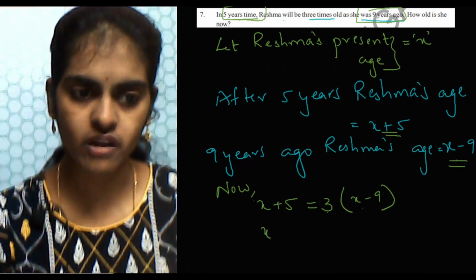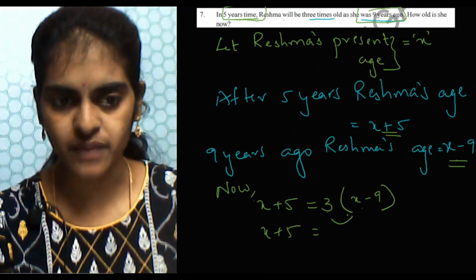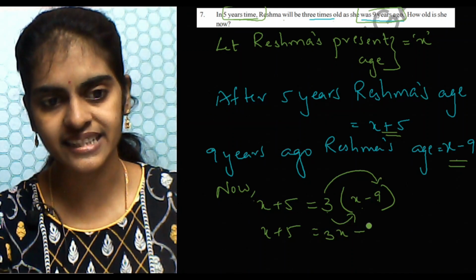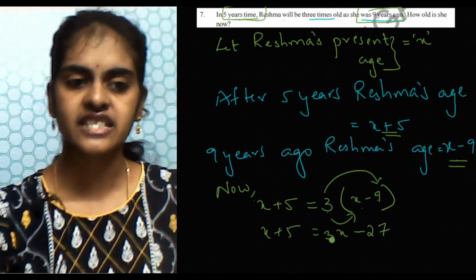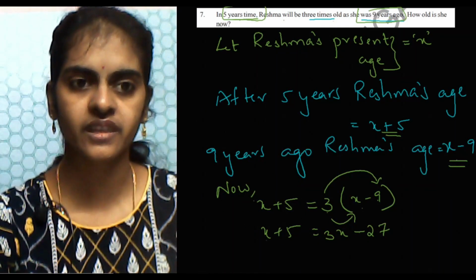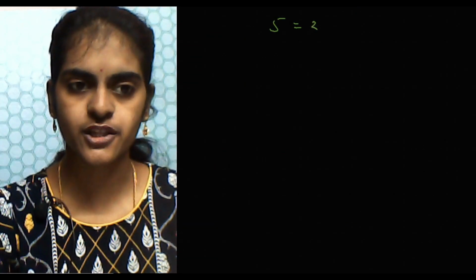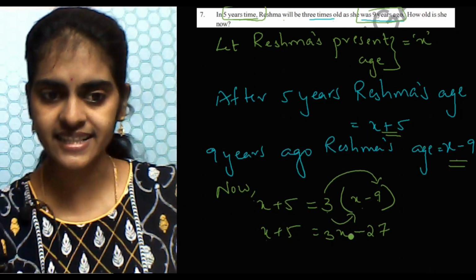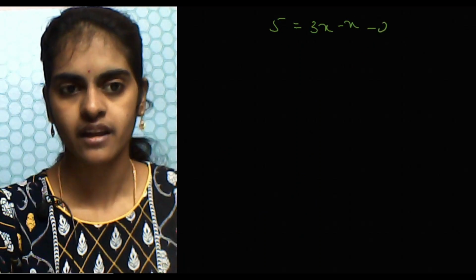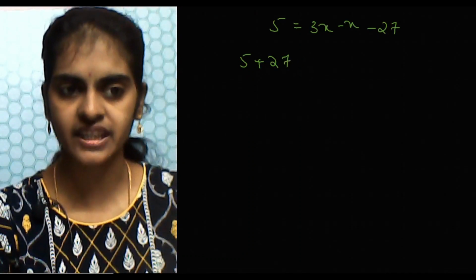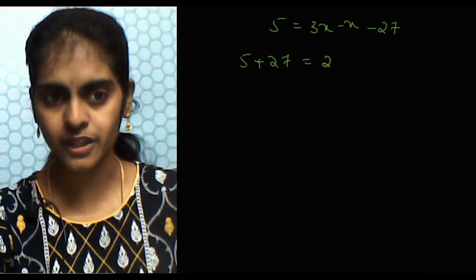So simple solving: x plus 5 is equal to, now multiply 3 to x and 3 to 9. So this is 3x minus, 3 9s are 27. Just send x to the RHS because 3x is greater. So let me send x to the RHS. So you will have 5 is equal to 3x minus x, minus 27. Now send this minus 27 to the LHS. So you'll have 5 plus 27 is equal to 3x minus x, which is nothing but 2x.